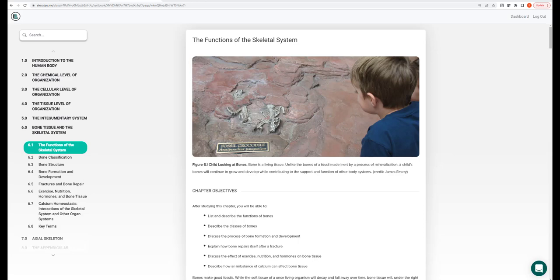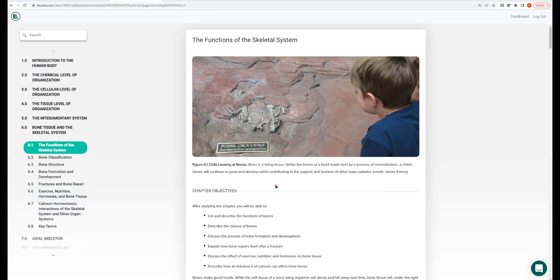Welcome to today's discussion on the skeletal system. This is our second body or organ system after the integumentary system. And today we're going to be looking at section 6.1 through 6.5 in the Blossom text. 6.6 and 6.7 are not areas that we will be discussing.